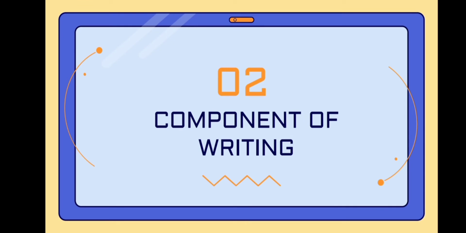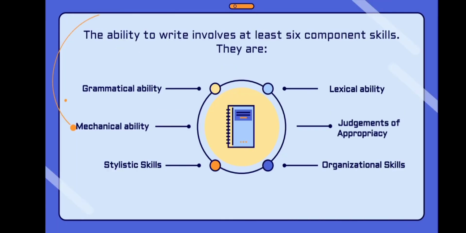Component of writing. The ability to write involves at least six component skills. They are grammatical ability, mechanical ability, stylistic skill, lexical ability, judgments of appearances, organizational skills.